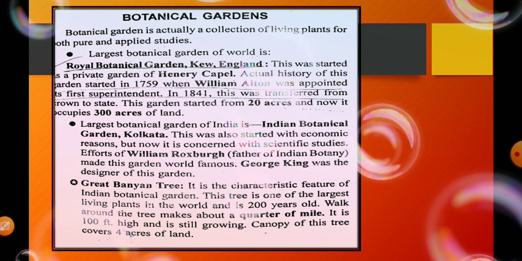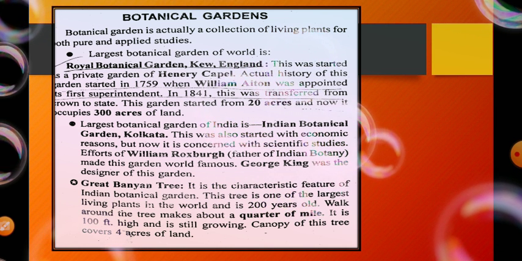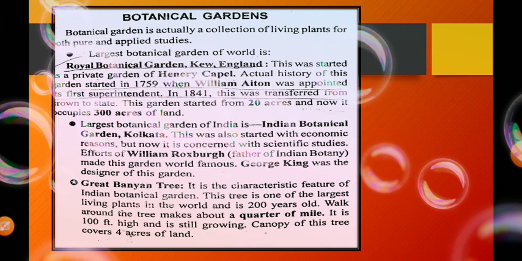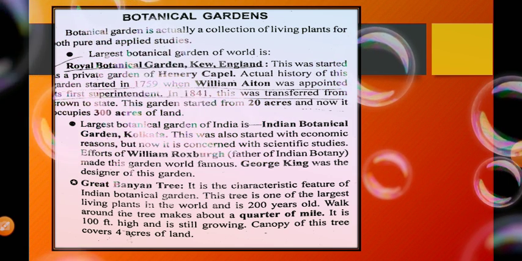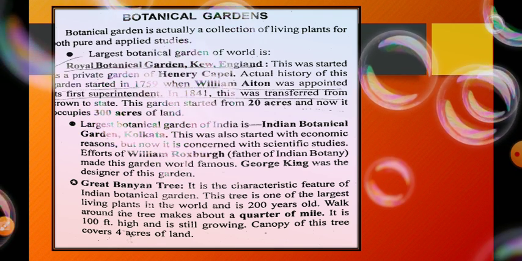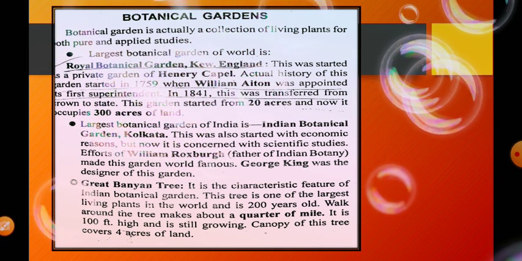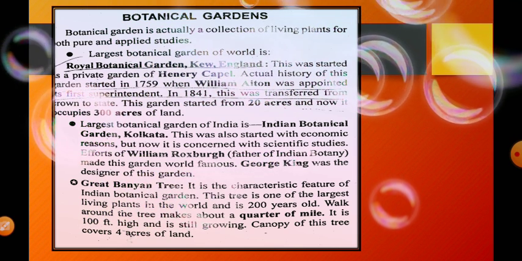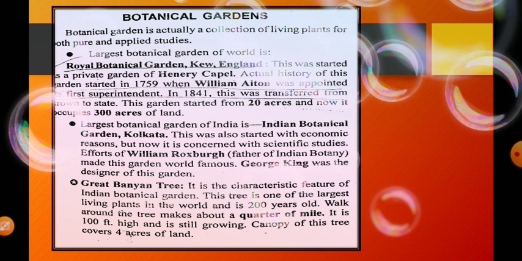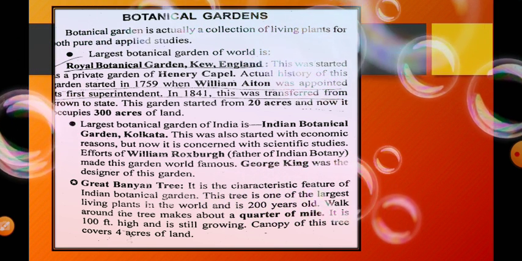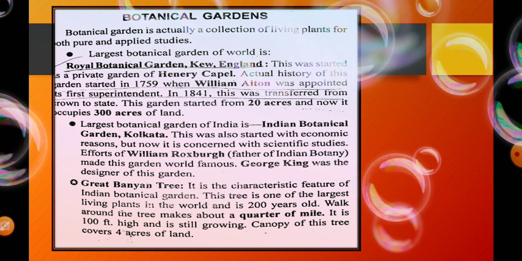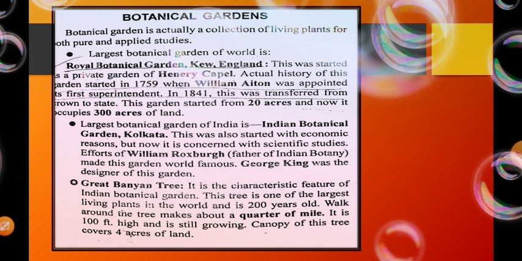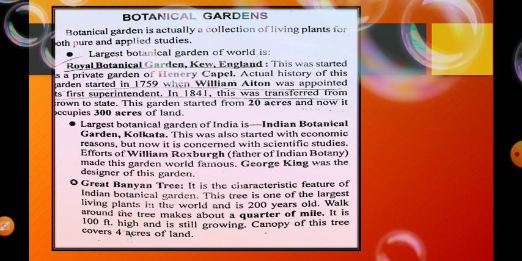George King was the designer of this garden. Then here is some interesting thing in the largest botanical garden: the Great Banyan tree, which is the characteristic feature of the Indian Botanical Garden. This tree is one of the largest living plants in the world, and is 200 years old. A walk around the tree makes about a quarter of a mile. It is 100 feet high and is still growing.